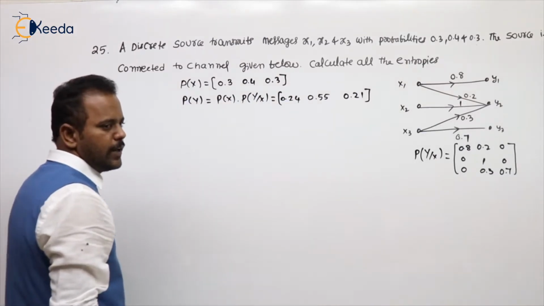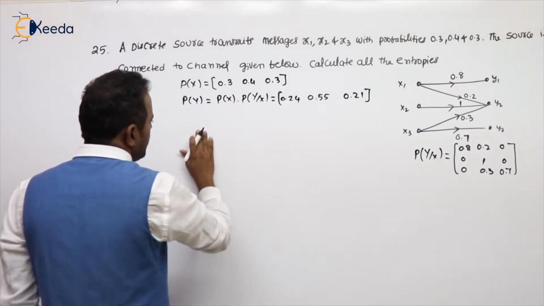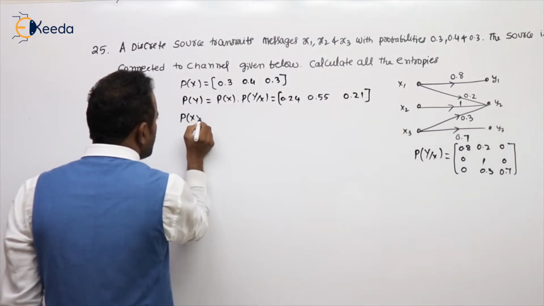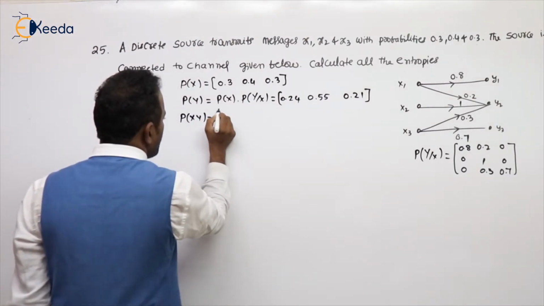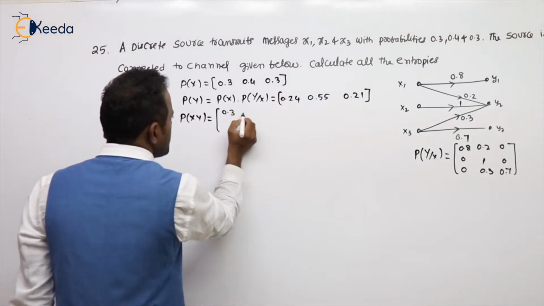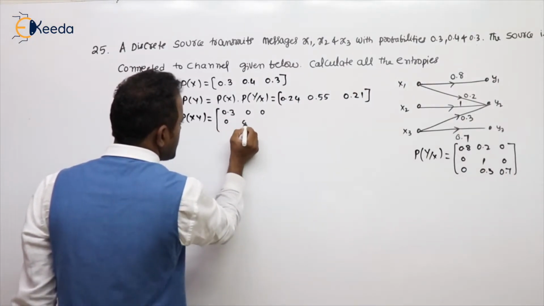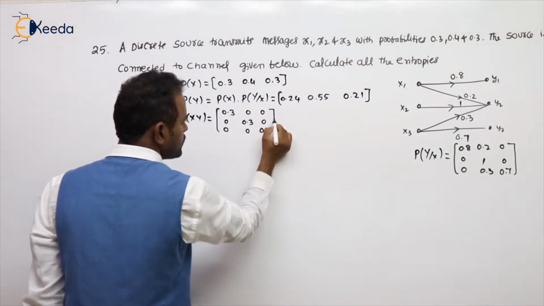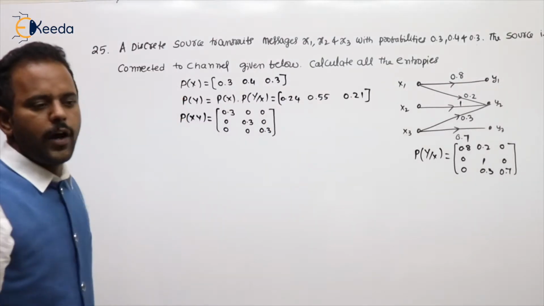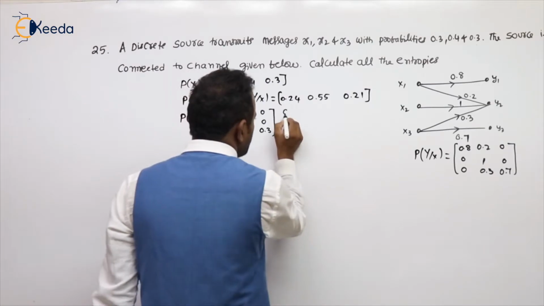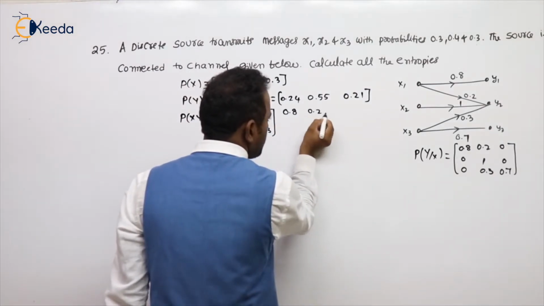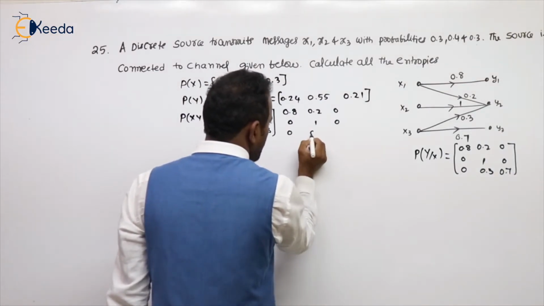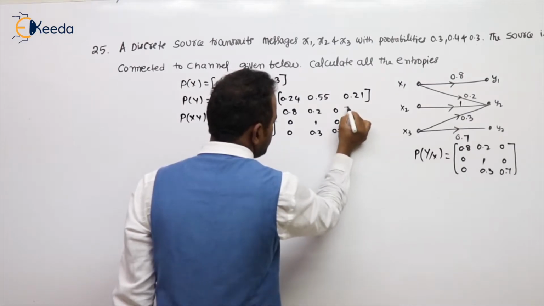Next, what do we need to calculate? Once Y by X is done, let's calculate the joint probability. What is the joint probability? P of XY is nothing but P of X diagonal. Diagonal means writing the input probabilities in a diagonal form, into P of Y by X. What is Y by X? We just now got 0.8, 0.2, 0, 0, 1, 0, 0, 0.3, 0.7.